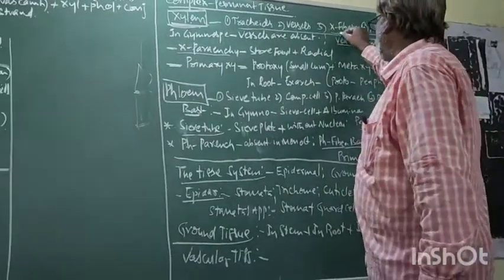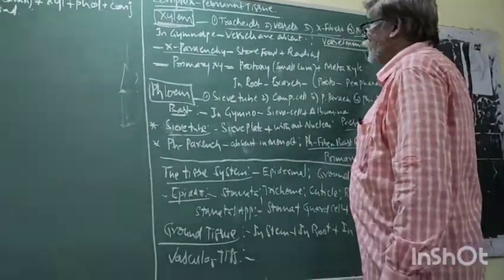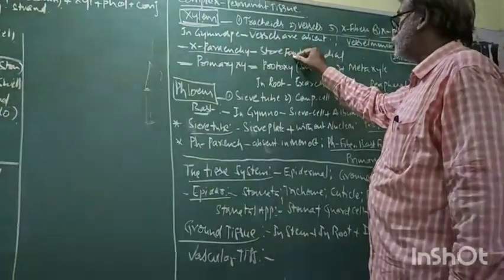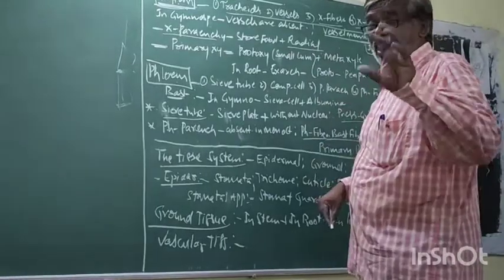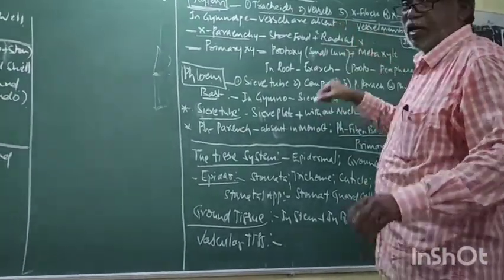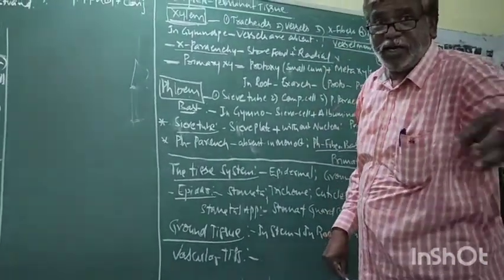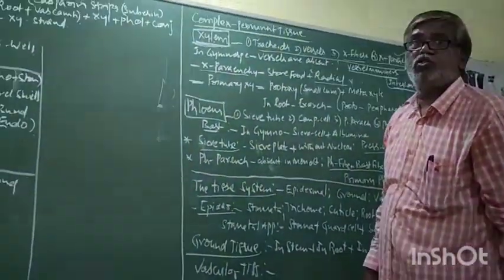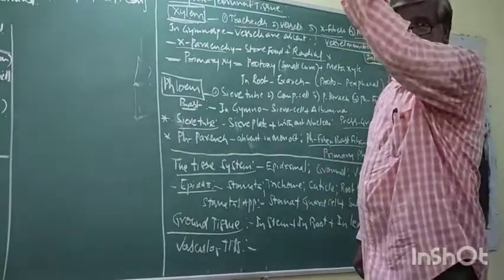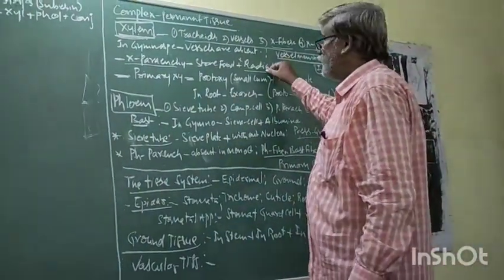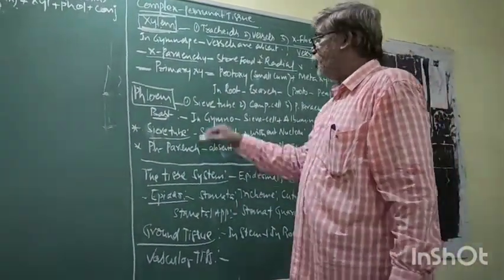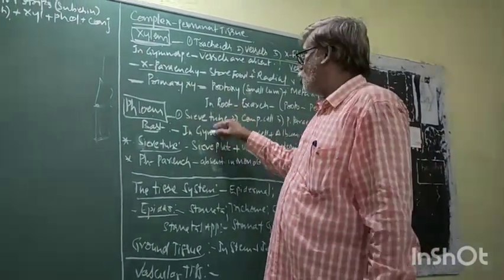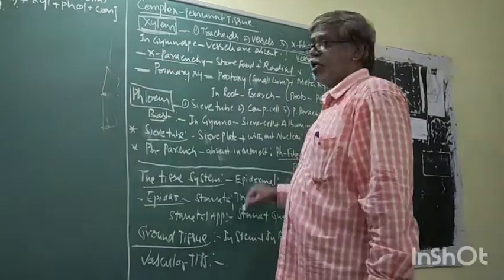Xylem fibers. Xylem parenchyma helps in storage of food and is important for radial conduction of water. The water conduction is of two types, radial and upward. Now this is radial conduction. The primary xylem is again of two types, protoxylem and metaxylem.